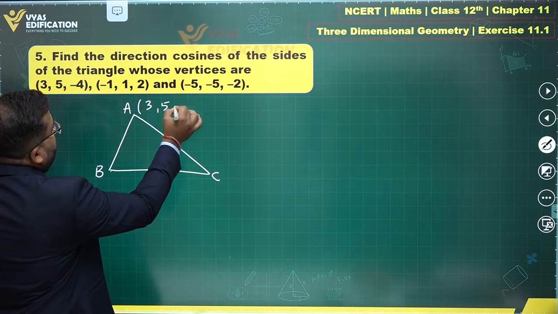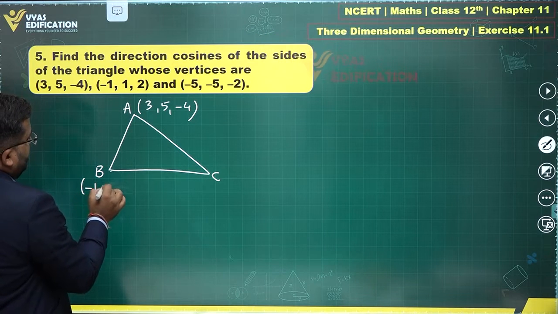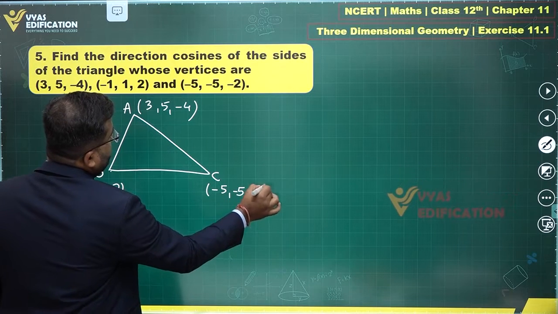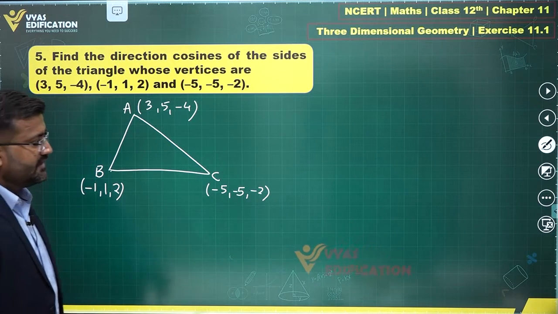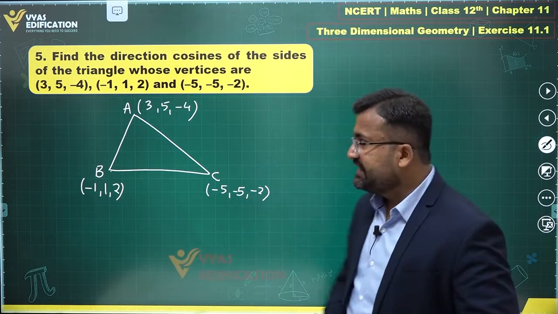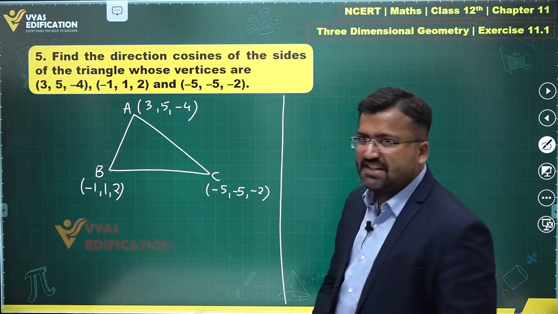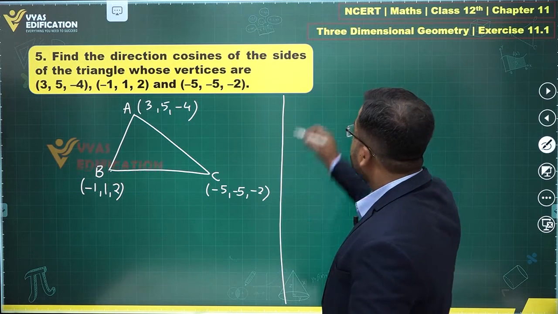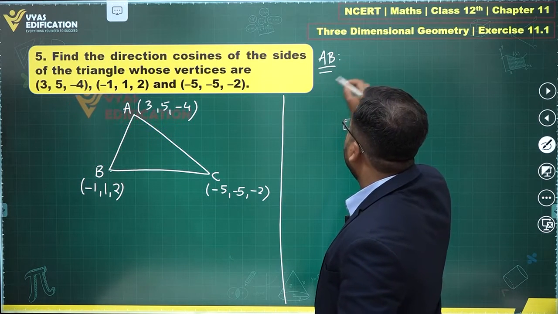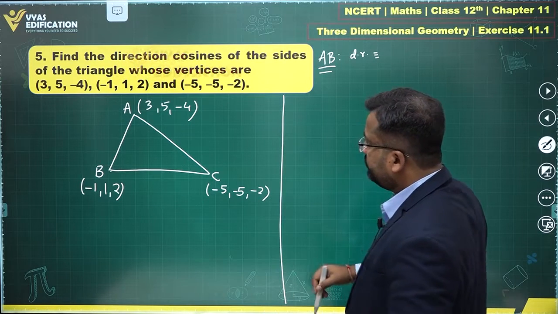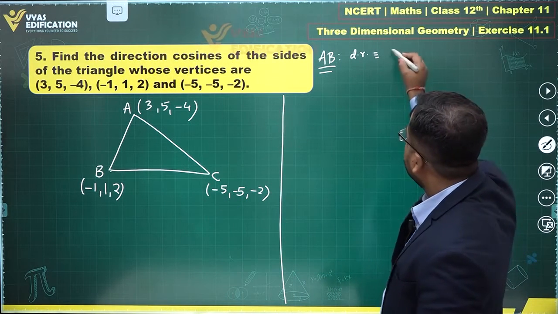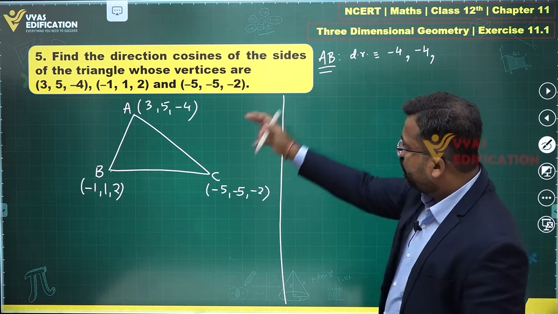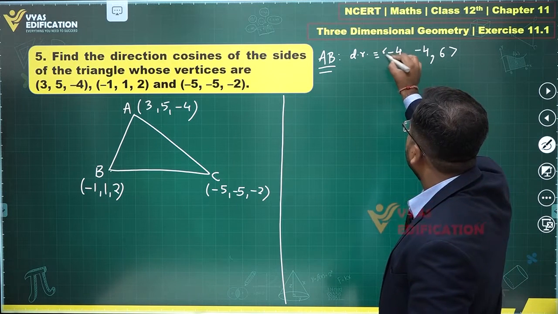3, 5, minus 4, minus 1, 1, 2, minus 5, minus 5, minus 2. If you are given these three vertices, then the direction ratios for AB, BC and CA can be found easily first of all, and then on the basis of that I can easily get the direction cosines. So let's focus on AB first of all. For AB, the direction ratios will be minus 1 minus 3, which will be minus 4, 1 minus 5, which will be again minus 4, 2 plus 4 will become 6.